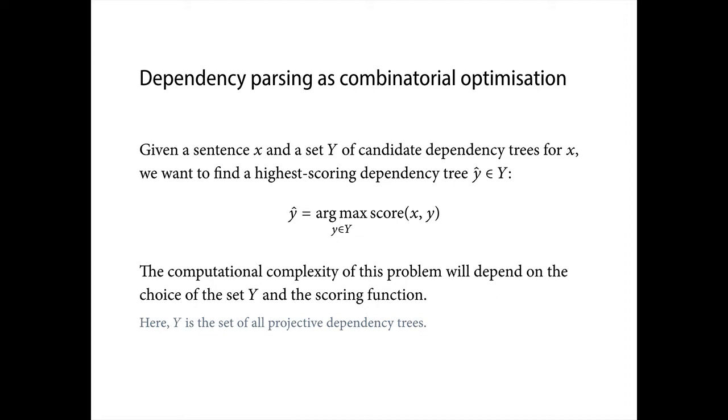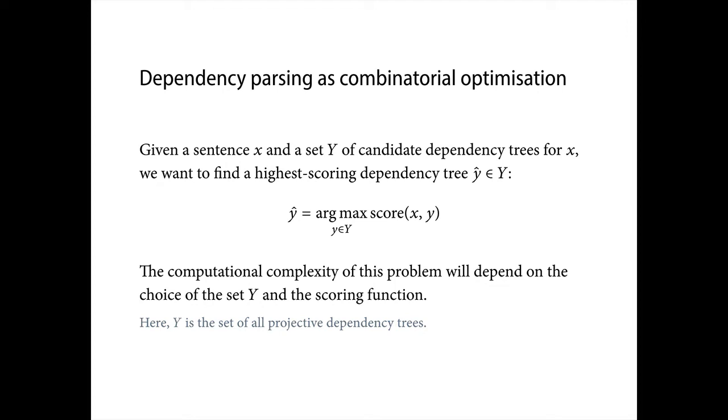And we do so by computing a score for candidate trees. So a score of X and Y will give us a score for each combination of a sentence with a candidate tree. And we want to find the highest scoring tree among all possible candidate trees. The computational complexity of this combinatorial optimization problem will depend on the choice of the set Y of candidate trees and of the scoring function.